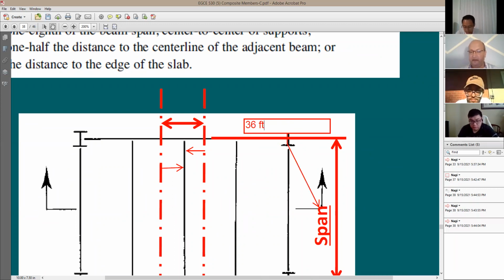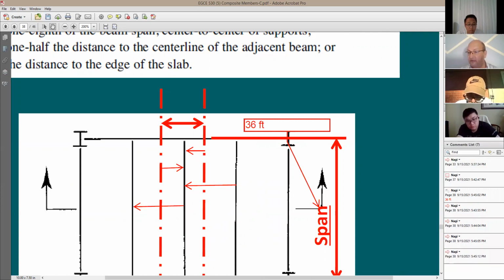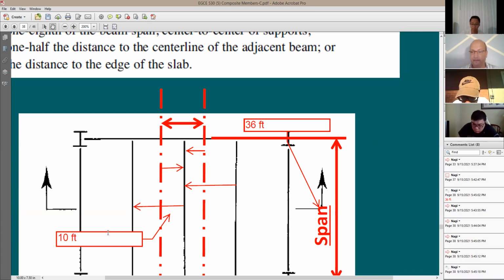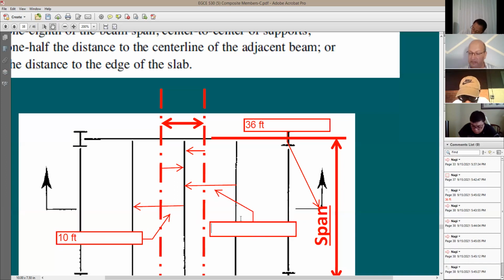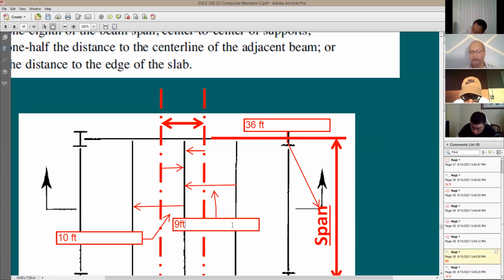The spacing from a beam to a beam, look at this, the spacing from here to there, and the spacing from here to there. So I have two different spacings. Sometimes they're equal to each other, sometimes they're different. Let's assume for now that this distance from this beam is 10 feet, and the space between these two beams is only 9 feet. I just want them to be a little different so that they can entertain the idea.